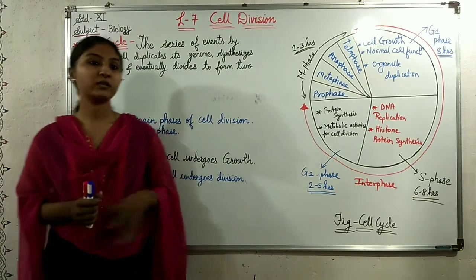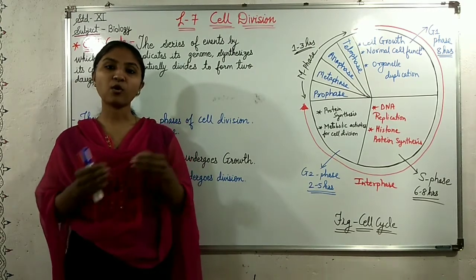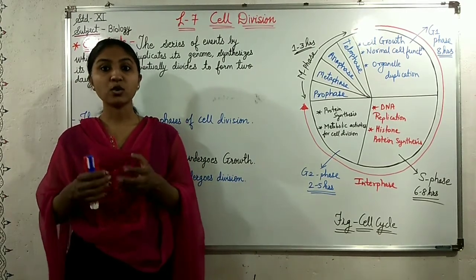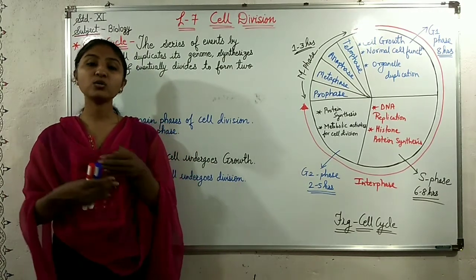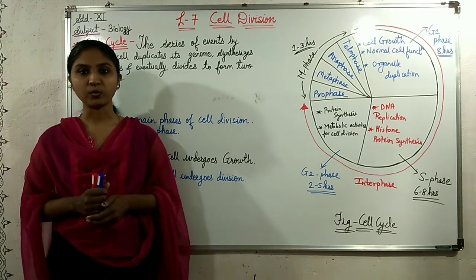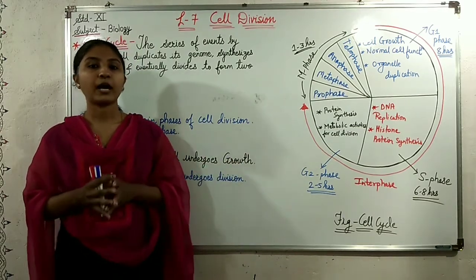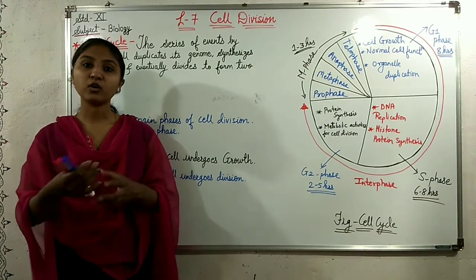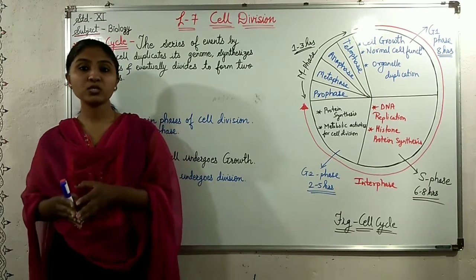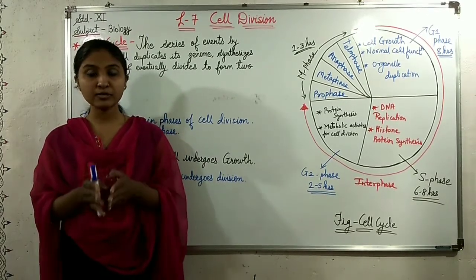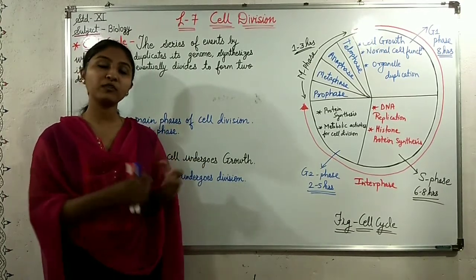So let us begin with biology chapter number 7, that is cell division. Now we know that the life of all multicellular organisms begins with a single cell, called a zygote. This zygote undergoes cell division and becomes an embryo. The embryo then develops into organelles and then into organs, and a living organism is born. The cells present in the living organism undergo cell division and this results in the growth of the living organism.